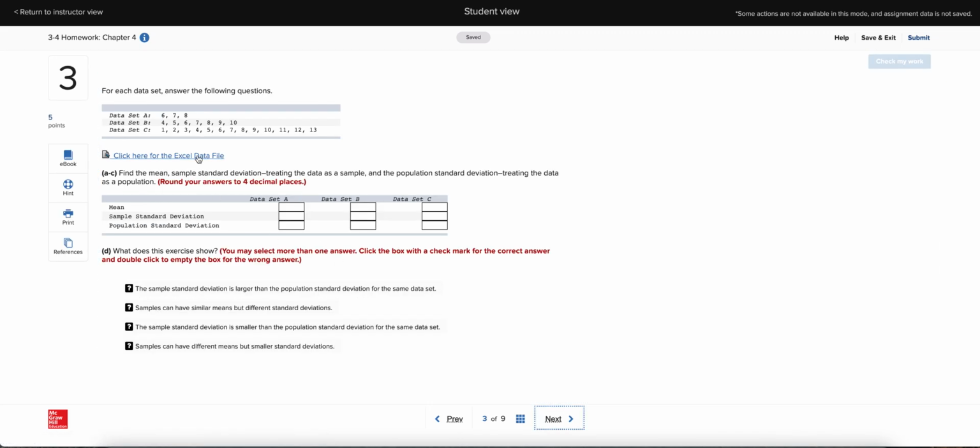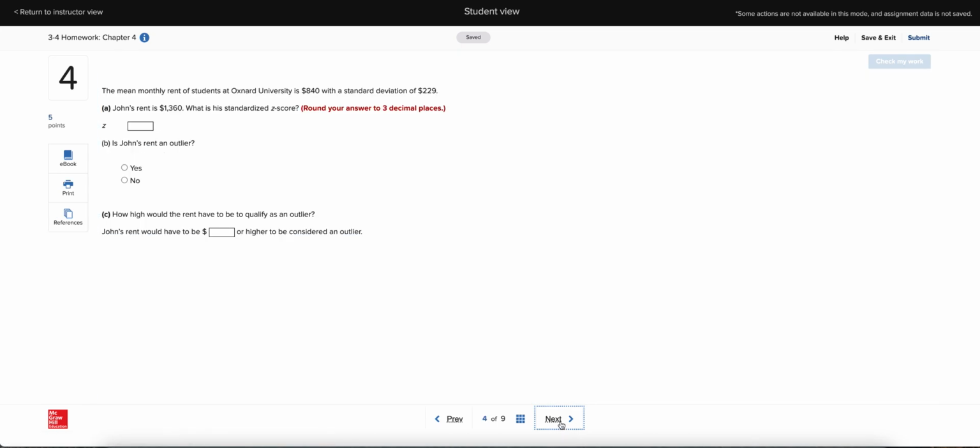So here is the next one. This one you can actually open in Excel, and this one asks for the sample standard deviation and the population standard deviation. So when you open this in Excel, just do STDEV.S and STDEV.P, and that will calculate those. I think we've done that one a few times now, so we're okay.